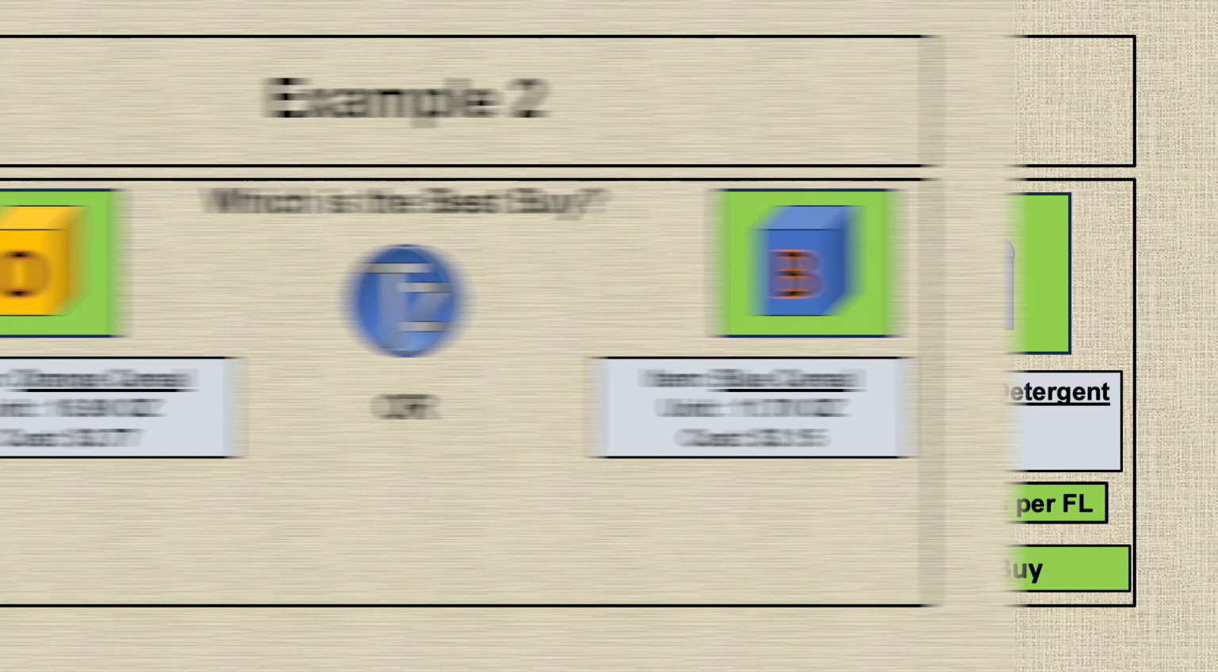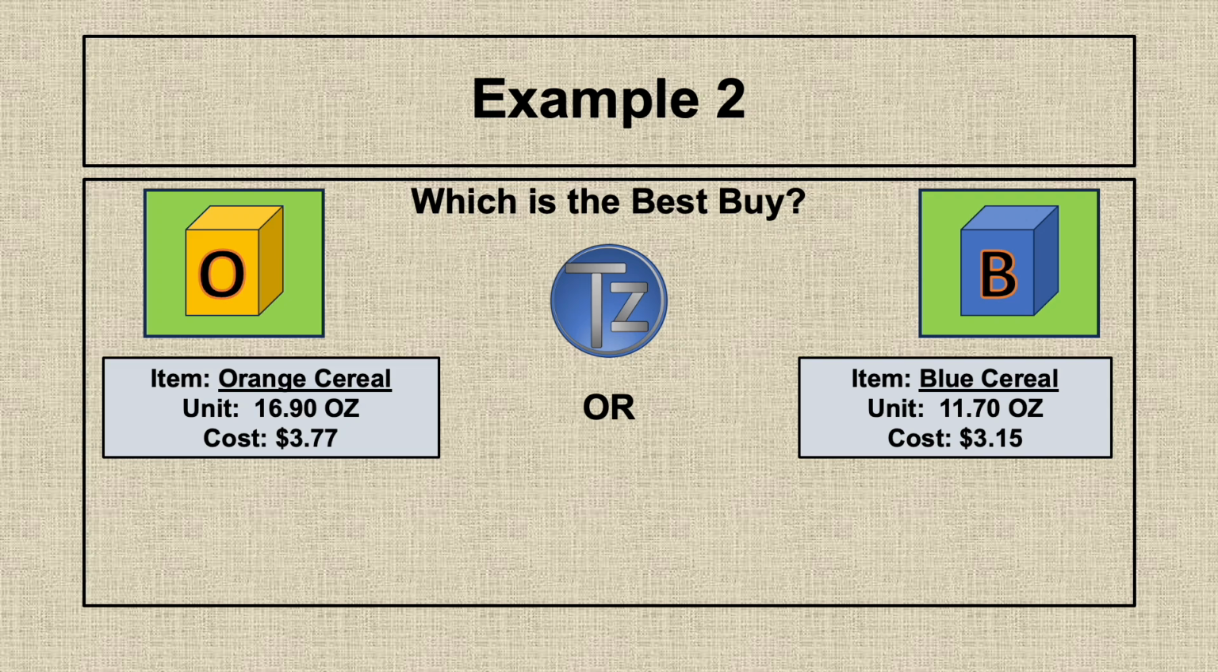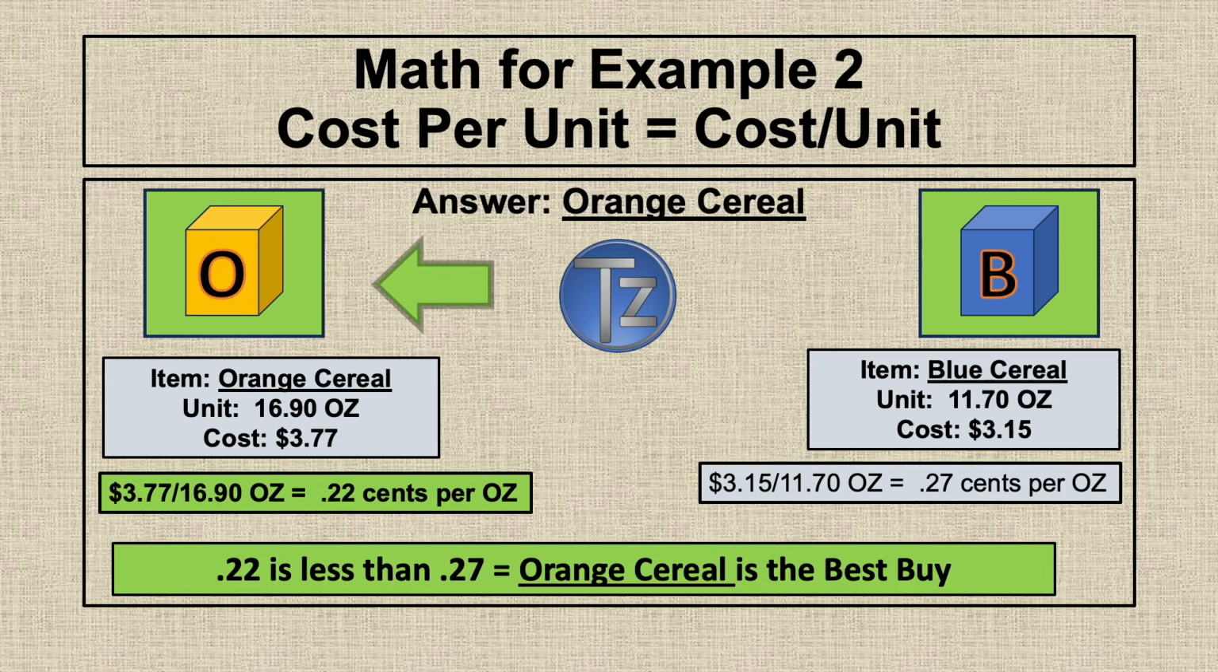For example 2, we will determine whether orange cereal or blue cereal is more cost effective and the best buy. The orange cereal is 16.9 ounces and costs $3.77, and the blue cereal is 11.7 ounces and costs $3.15. The answer is orange cereal is the best buy.